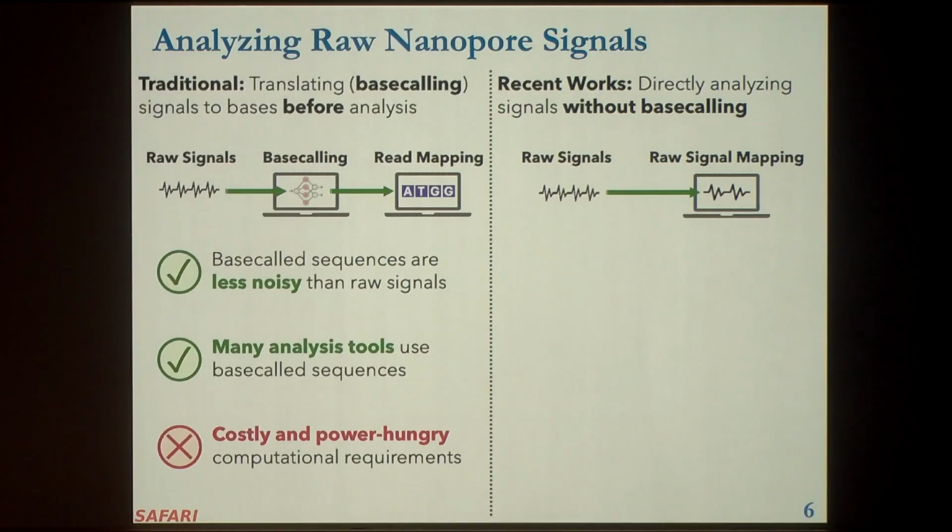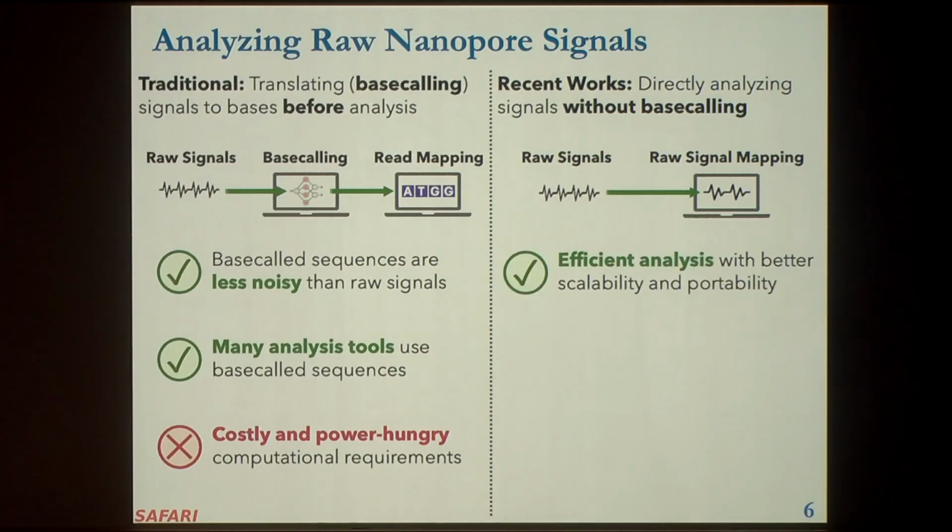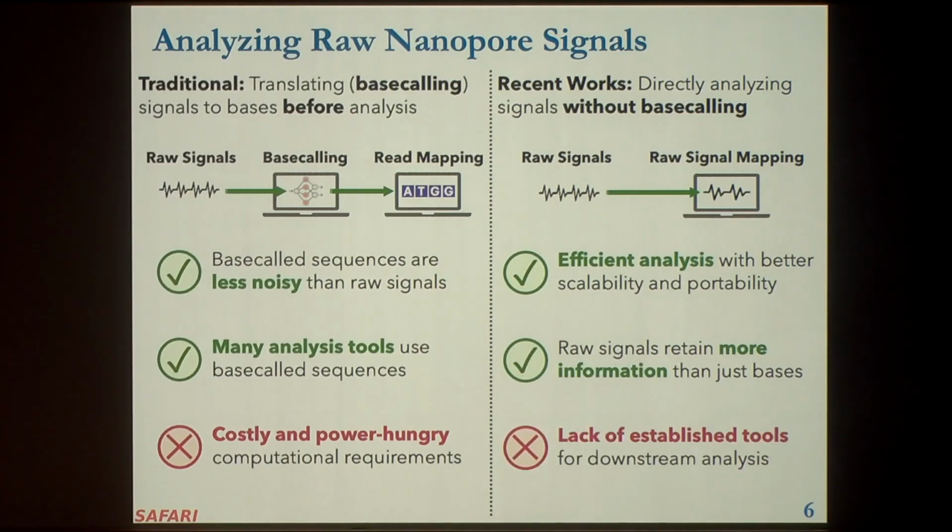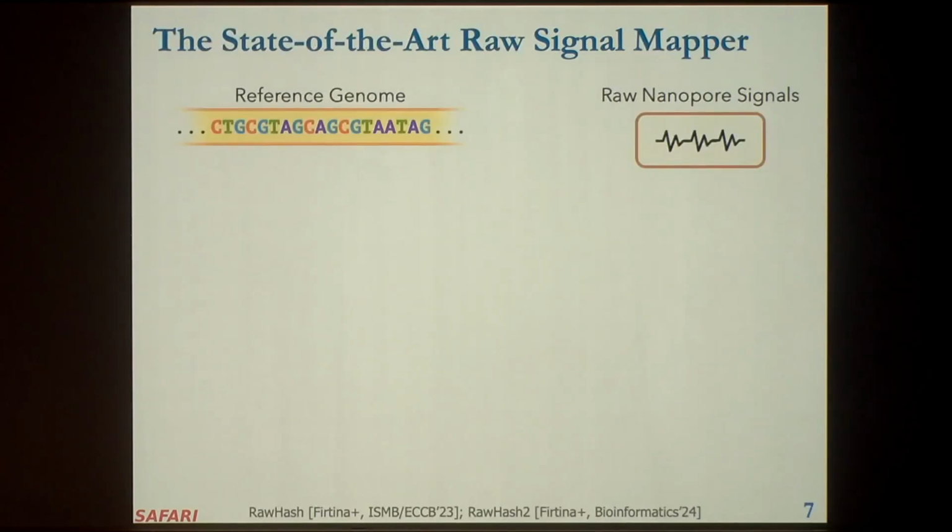There are also some recent works that aim to directly analyze raw signals without base calling by mapping them to reference genomes. These approaches provide efficient analysis with better scalability and portability. And also we know that raw signals retain more information than just individual bases. But we also know that there is a lack of established tools that can perform raw signal analysis without base calling in the downstream analysis.